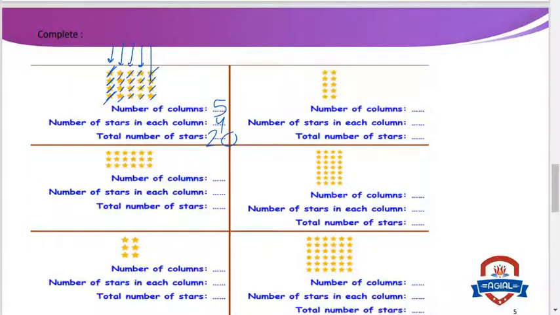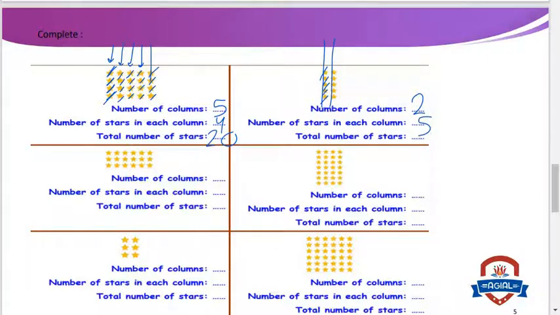Is this easy? Okay, who can solve with me number 2? Number of columns. How many columns from up to down? Excellent. 2 columns. Number of stars in each column. How many stars in each column? 1, 2, 3, 4. Super.